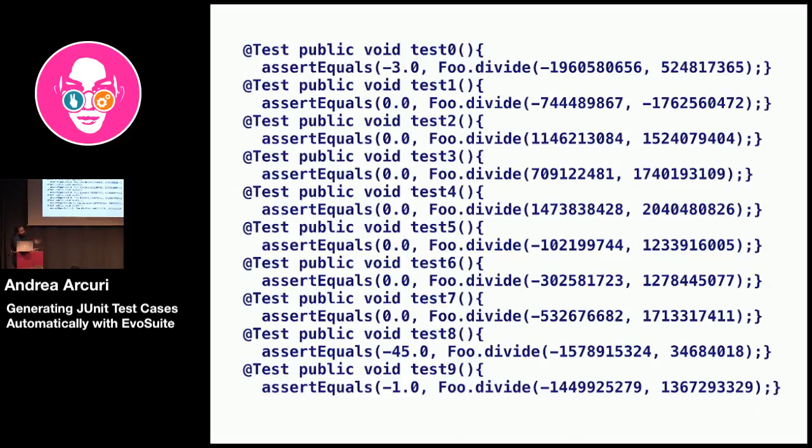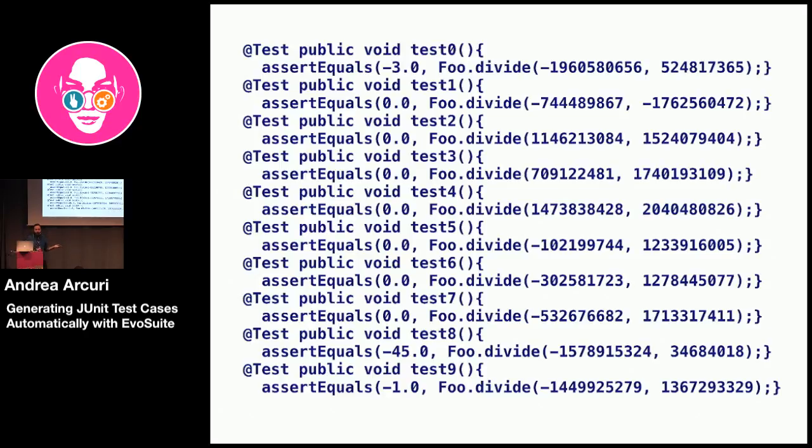Problem here is that the values are at random, so it's not really easy to read them. I mean, I guess that -19605800656 divided by 5 to blah, blah, blah is equal to -3. OK, fine. I guess I will just trust it. I mean, it's just that it's actually recording it. But if you just think about generate test cases, that works.